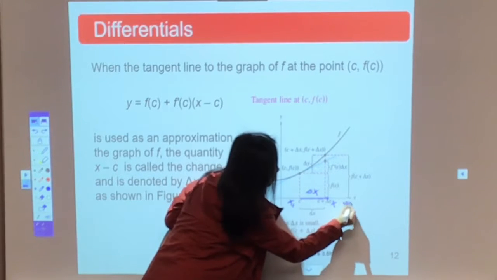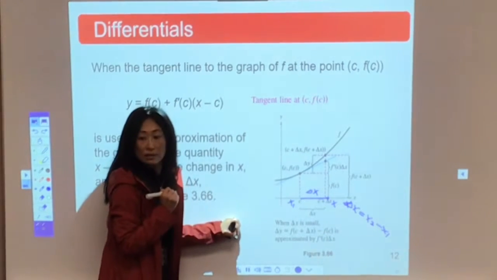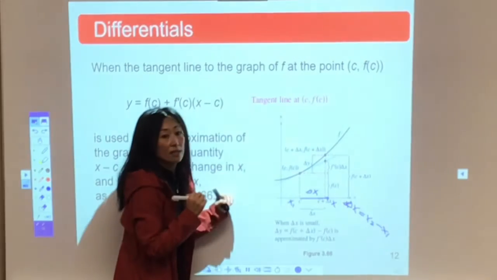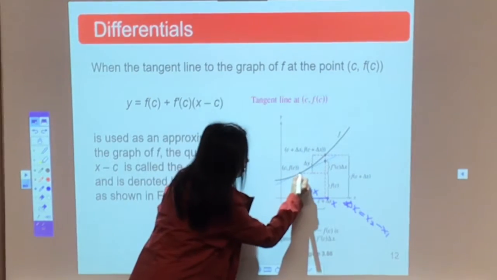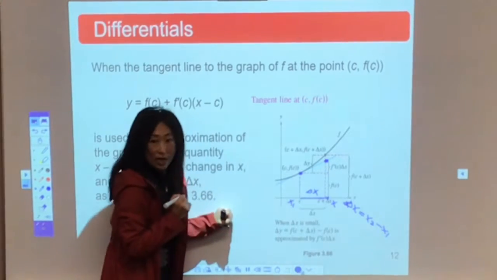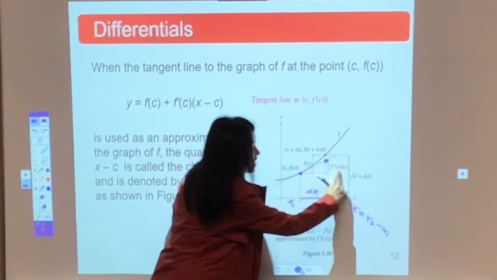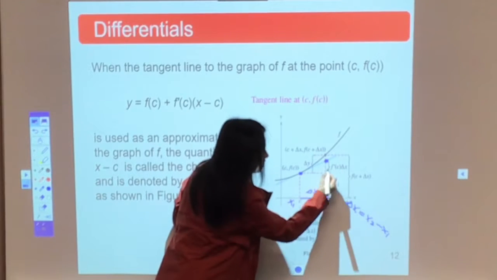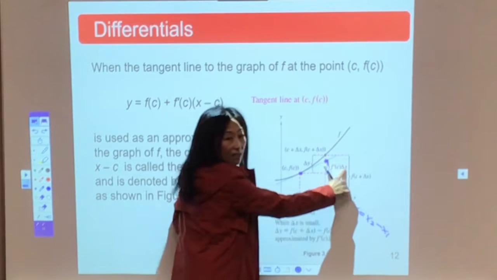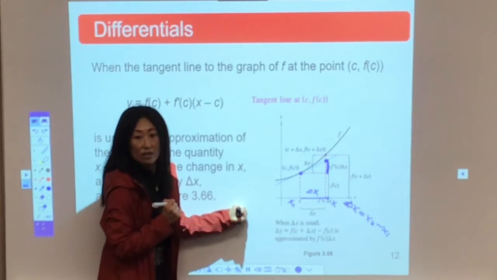So delta x is still x2 minus x1. Are you following me? So delta x is the same. I moved that much. Now look at the tangent line. The tangent line is over here, and the other one is right there, right? So f prime of c times delta x is this. Slope times delta x is this right there. Are you with me, class?